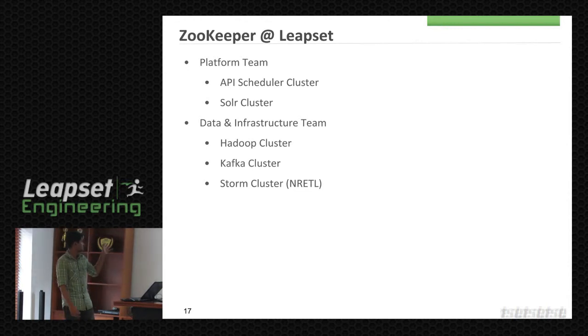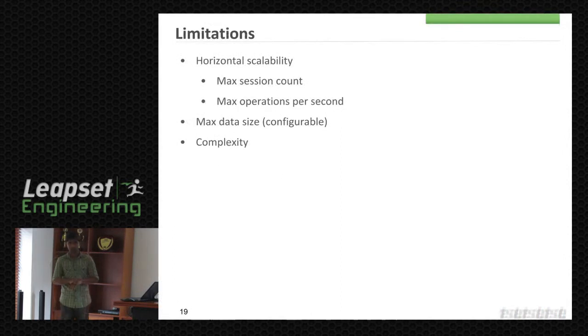And then this is a basic diagram of our scheduler and Solr servers, and how the Zookeeper nodes are interacting with each other. We basically have 3 Zookeeper nodes, as I mentioned earlier, and we have 3 schedulers. They interact with each other in this manner. Now let's talk about limitations a little bit.